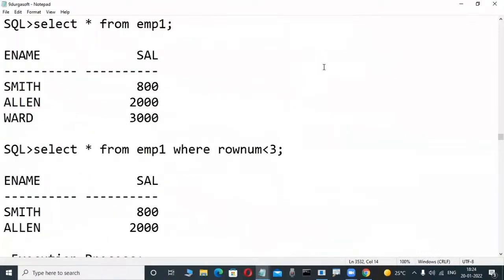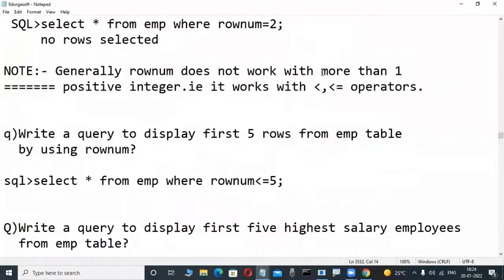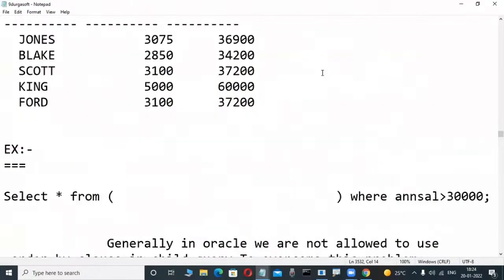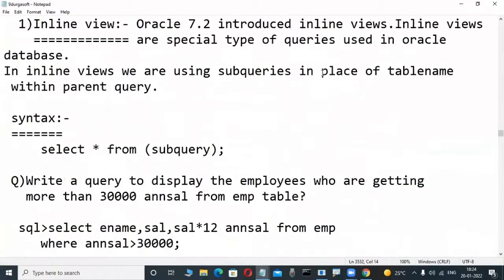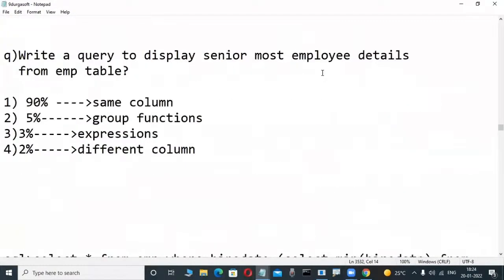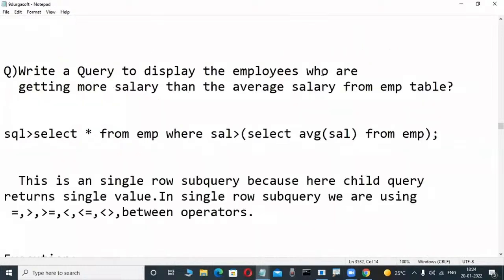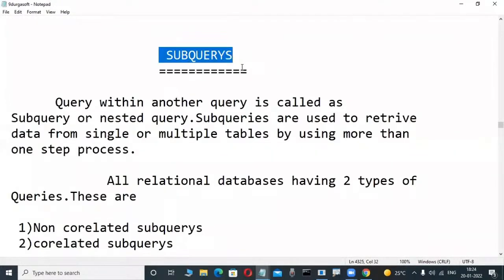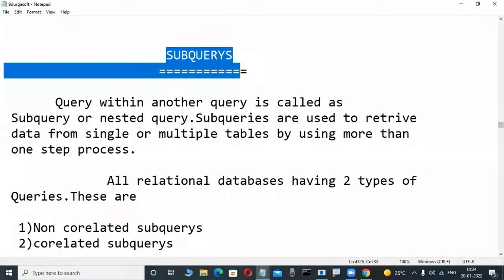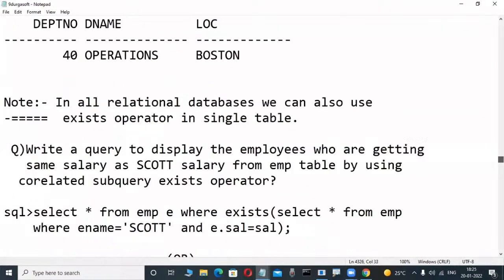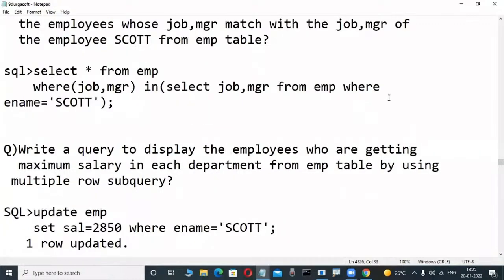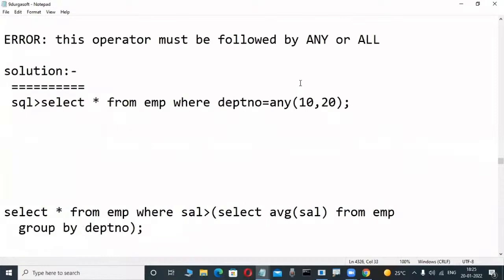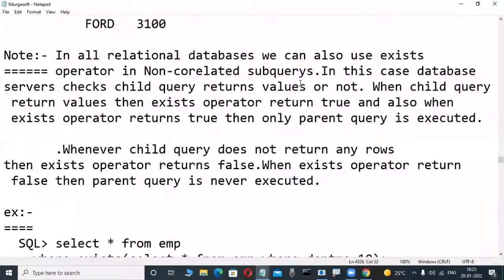A query within another query, but only one or two lines of coding. Observe it. These are all the things we are learning in the coming days. These are the main chapters. In a database, subqueries are there. These are most powerful. In this chapter we learn about interview questions. Suppose you are attending an interview: display the nth highest salary employee, second highest salary employee, delete duplicate rows.